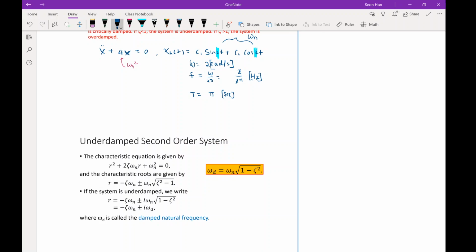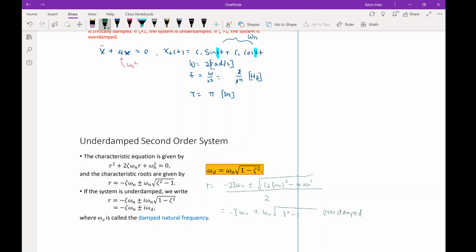Now what's the characteristic root? If you use the quadratic equation, how does it go? r equals minus b, which is minus 2 zeta omega n, plus or minus the square root of 2 zeta omega n squared minus 4mk, the 4ac, and divide by 2. If you simplify this, you'll get minus zeta omega n plus or minus omega n, which comes out of the square root sign, times the square root of zeta squared minus 1. So this expression is perfectly fine for an overdamped system.